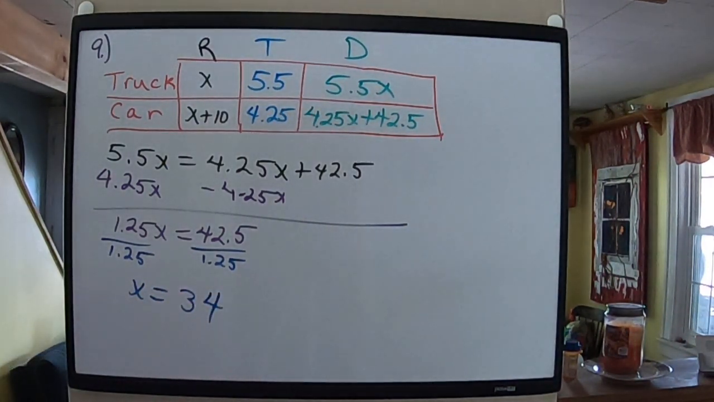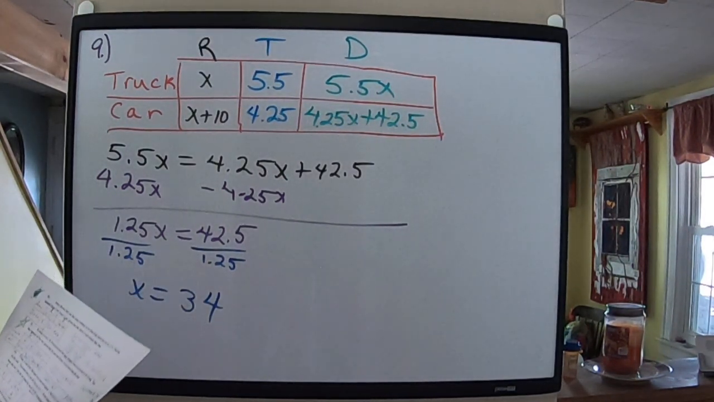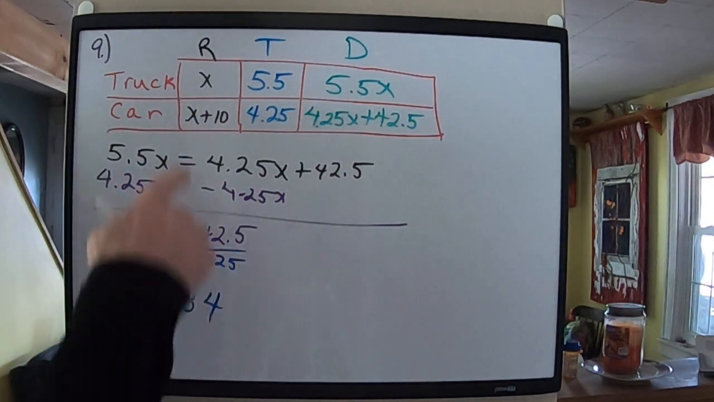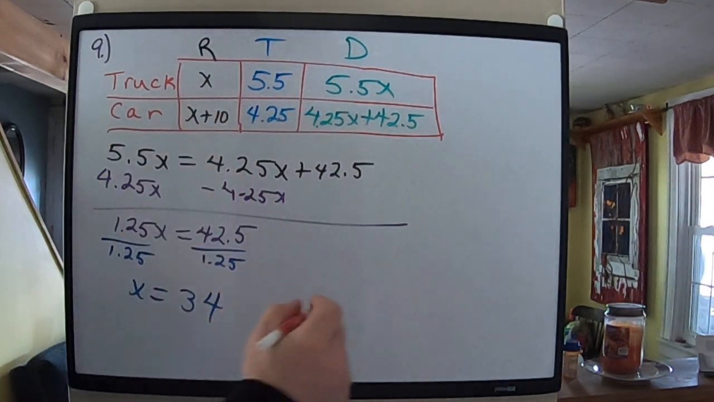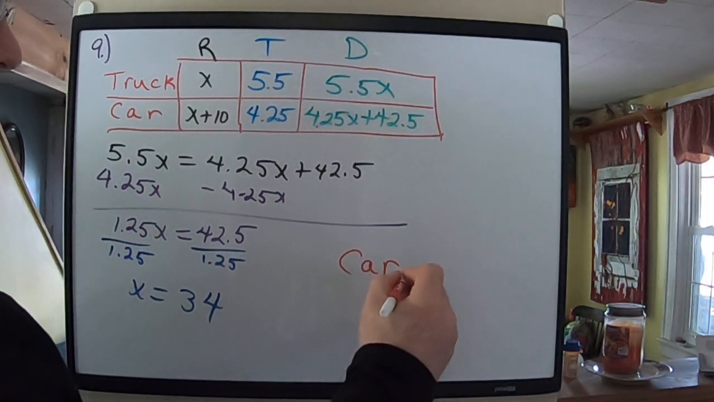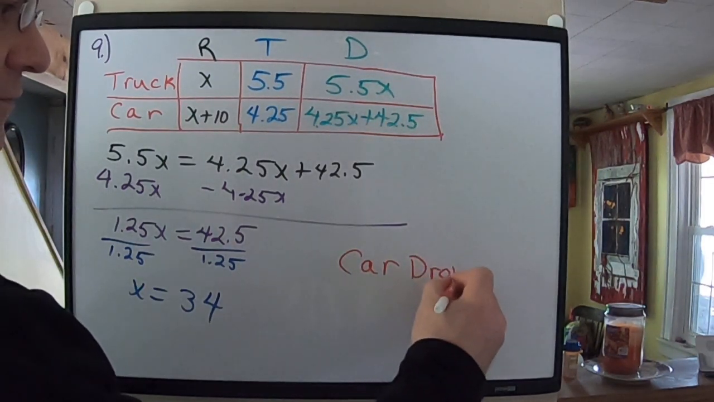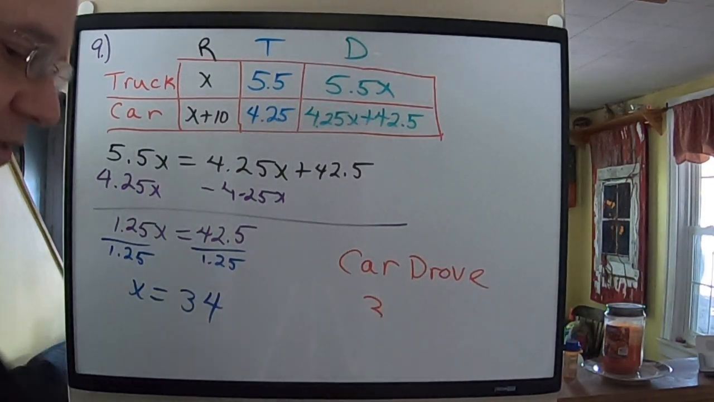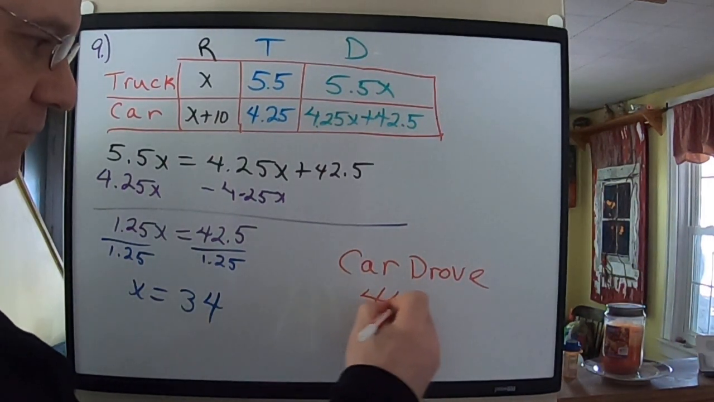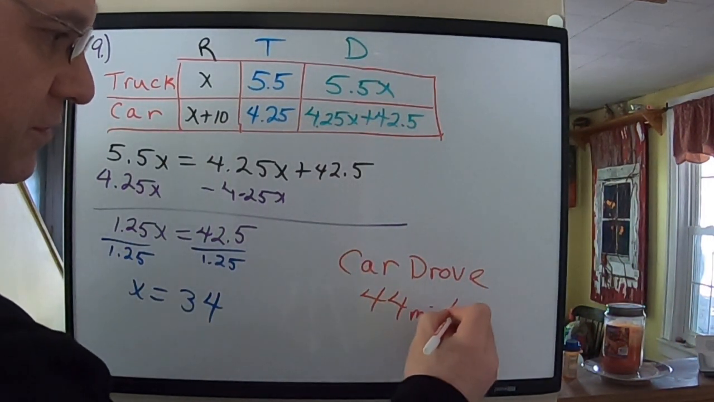Now, what does x represent here? x represents how fast the truck was going. The question was, how fast is the car going? Well, if the truck is going 34, the car is going 34 plus 10, or the car drove 44 miles per hour.